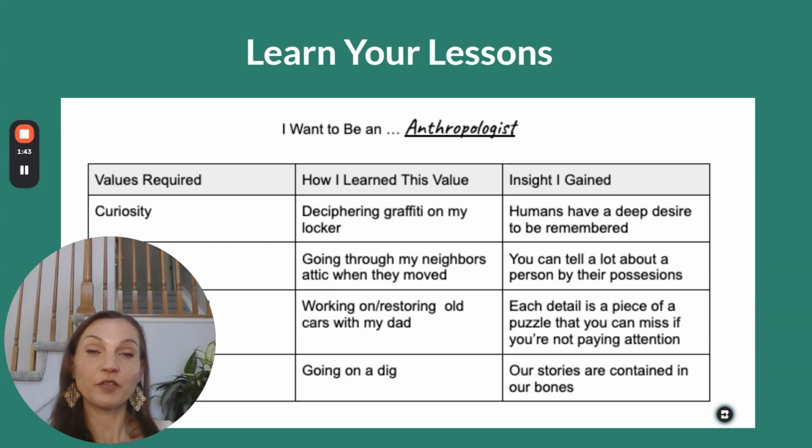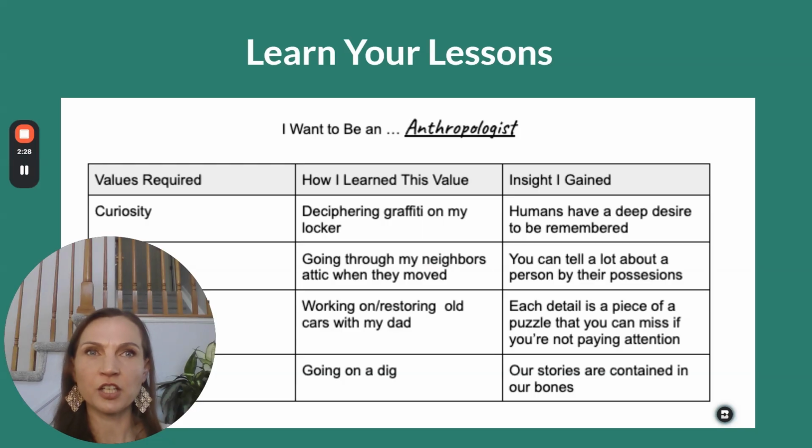So here's an example from a student I worked with who was interested in becoming an anthropologist. Okay, so you have the thing you want to do in the future, and then you brainstorm what are the values required in order to do that thing, right? So maybe to be an anthropologist, you need to be curious, you need to be respectful, you need to be detail oriented. And then you think, how did I learn that value? What are the experiences that taught me the values that got me interested in this particular field in the first place? Right.